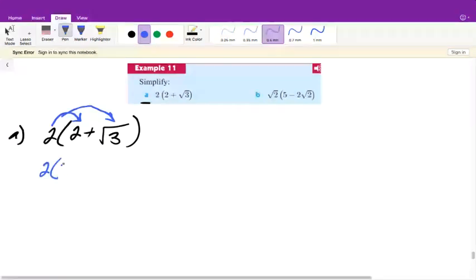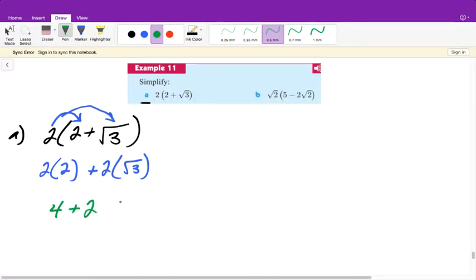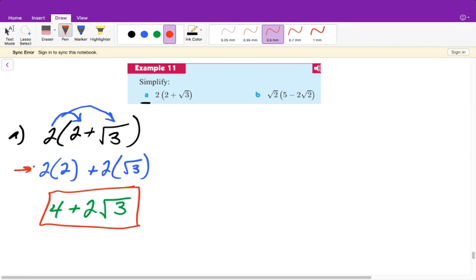So it becomes 2 times 2 plus 2 times the square root of 3. Well, I know 2 times 2 is 4, and whenever I'm multiplying a whole number with a radical, it simply just gets written out front, so 2 times the square root of 3. And this is your final answer. Right? You do not have to show me this step here, but I'm just showing you what we're actually multiplying.